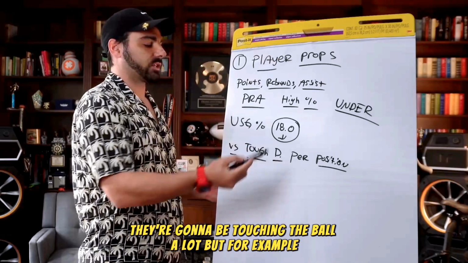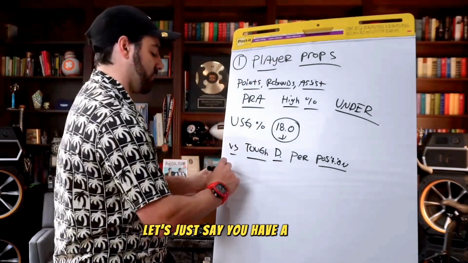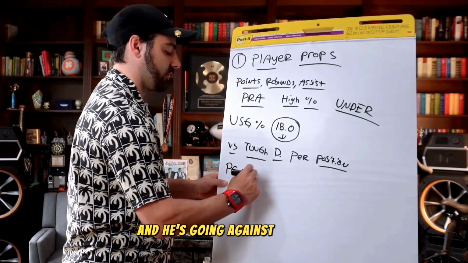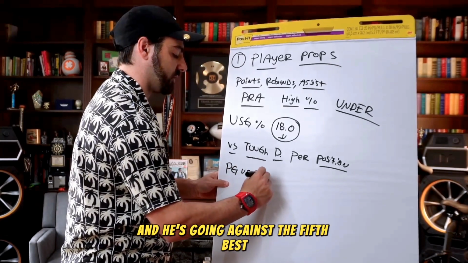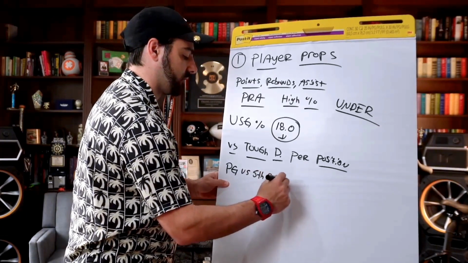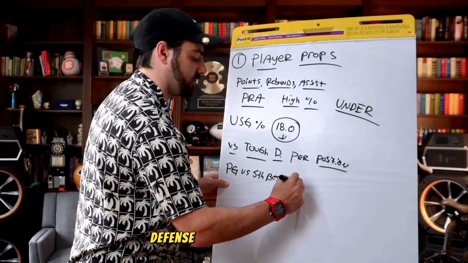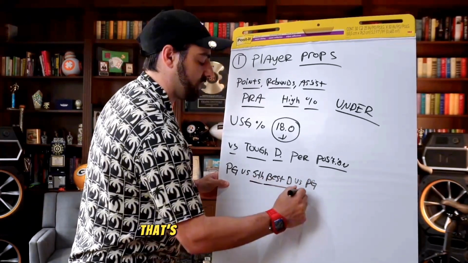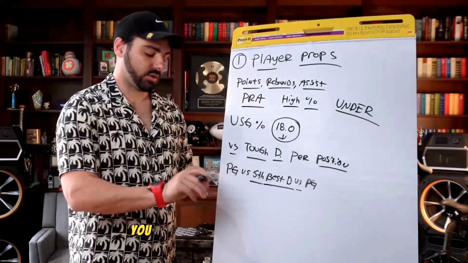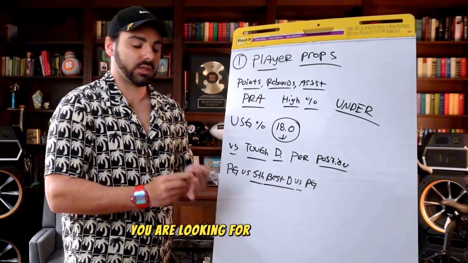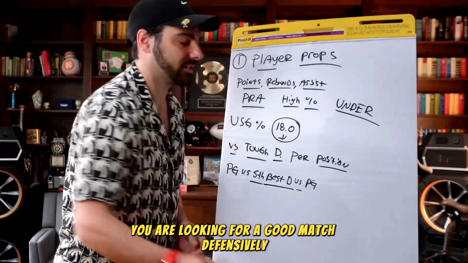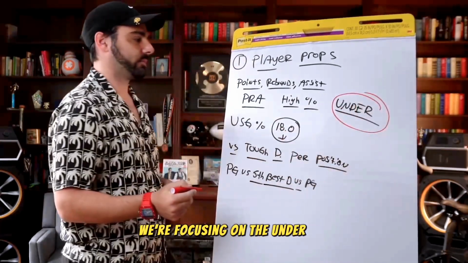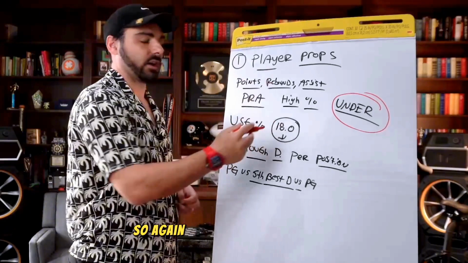But for example, let's just say you have a point guard that you're looking at and he's going against the 5th best defense versus point guards. That's what you're looking for. Okay? You are looking for a good matchup defensively because we're looking at the under here, right? We're focusing on the under. All right? So, again, line these up.